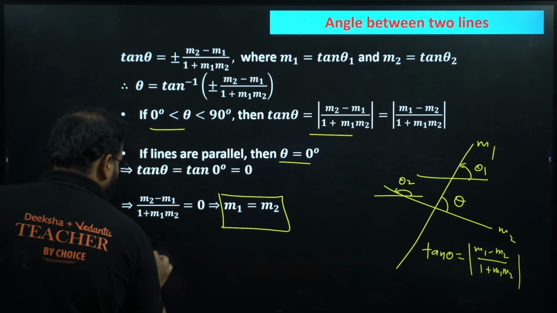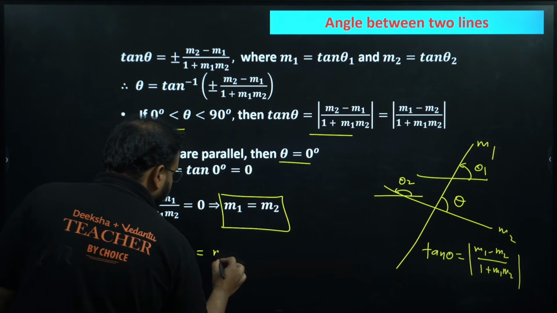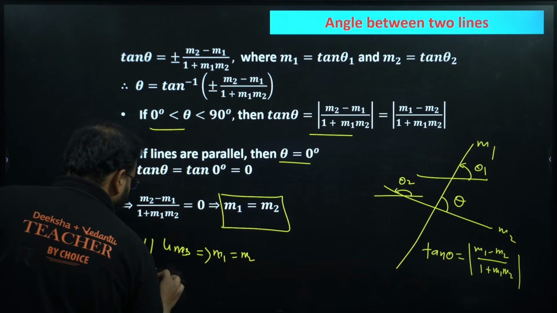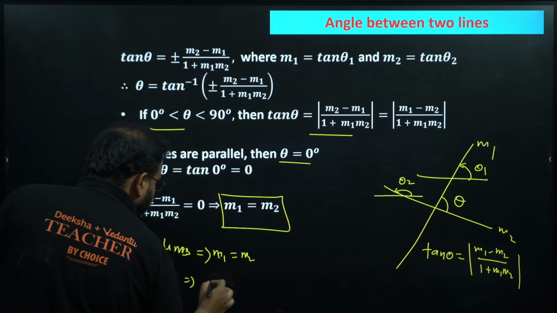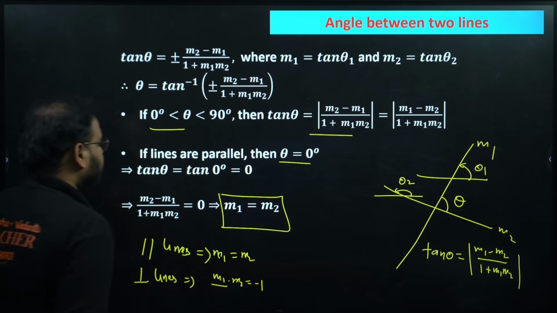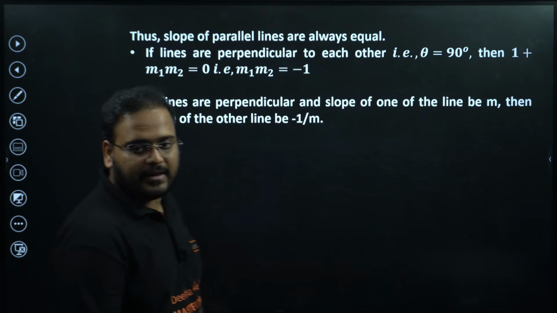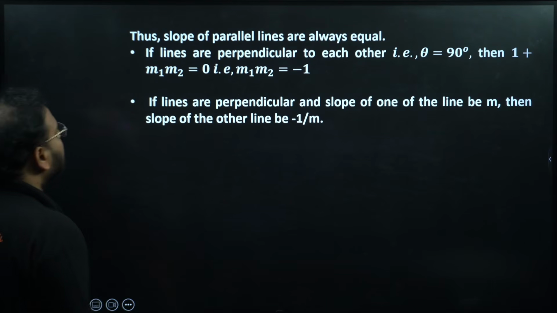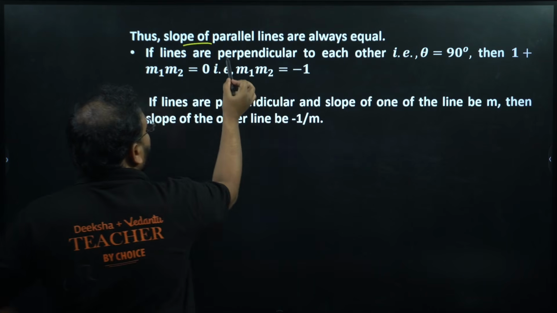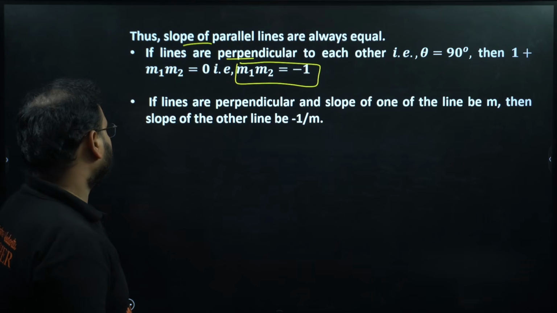Let me conclude over here. For parallel lines, this is very important, the question will come from here. The condition is m1 equal to m2. And for perpendicular lines, basically m1 into m2 equals minus 1. Remember both the formulas, very, very important. So this is the condition. Parallel lines always have equal slope, and for perpendicular lines, the product is always minus 1.